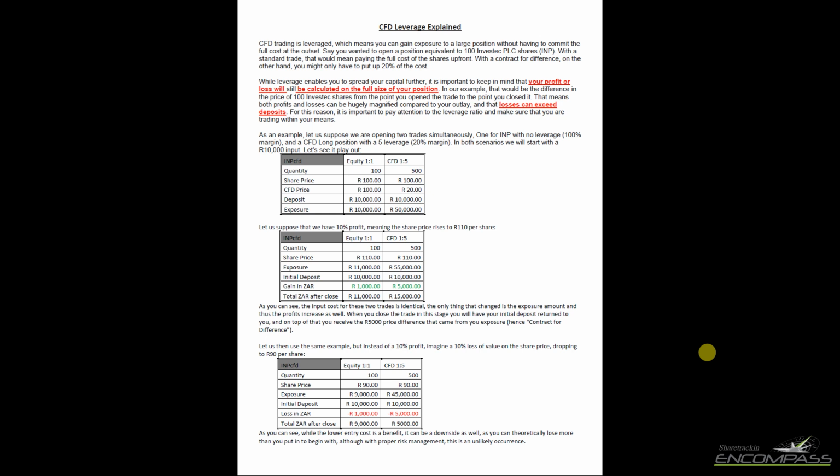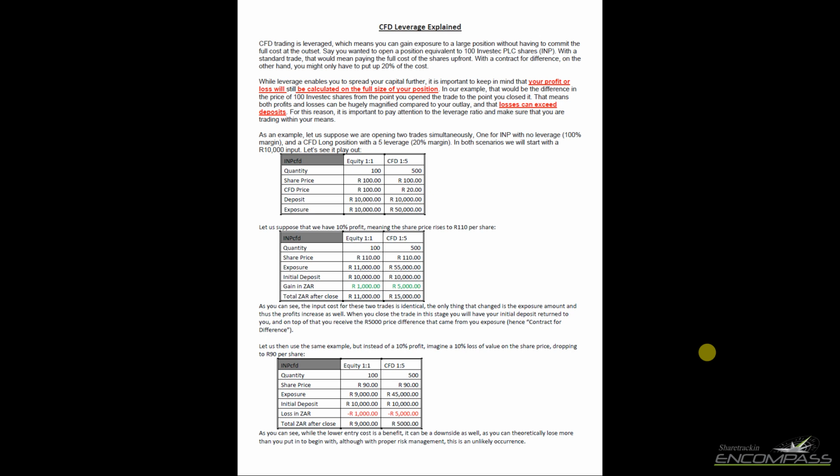So your quantities would still be the same, still 100 shares on equity, 500 shares on CFD. Your share price on both are the same, 110 Rand now. So now you sell the share for 110 Rand. 100 shares times 110 gives you 11,000 Rand exposure at the end for the equity side.